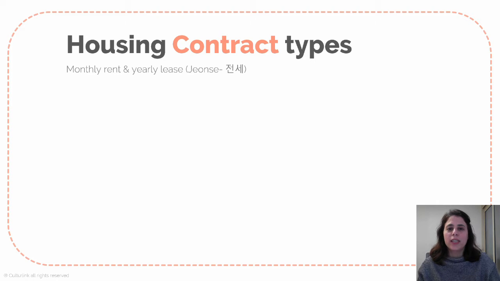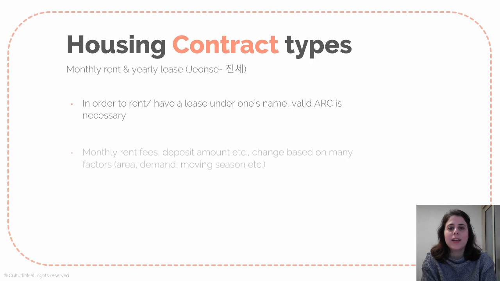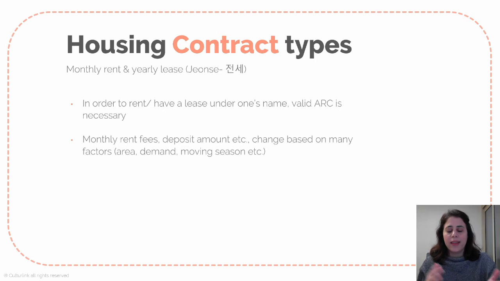Now we will cover a little of the general information before we dive into the rent and chonse. So first of all, in order to rent a house in Korea, we need our valid ARC. So we need to have our alien registration number and card in order to either rent a house or to have chonse. Generally speaking, the monthly rent and the deposit amount, everything changes based on many factors. It can be location or the size of the room, etc. So we have a lot of different factors when it comes to deciding the price.